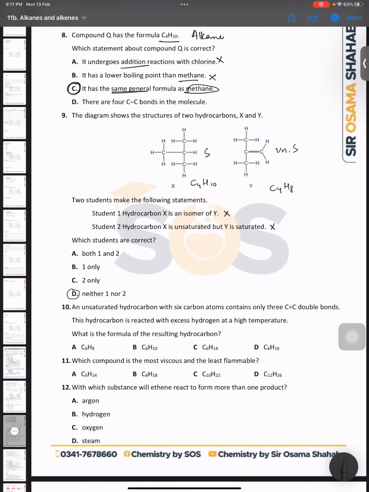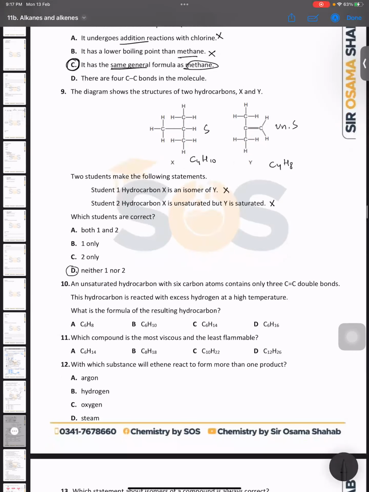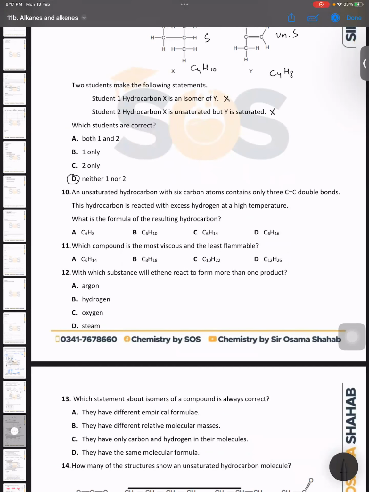Very good, mashallah. Then we already talked about the 9th one in the last class, and we are going towards the 10th one now. An unsaturated hydrocarbon with 6 carbon atoms contains only 3 carbon-carbon double bonds. What are they saying? They are saying that a compound has 6 carbons, and out of these 5 bonds, 3 of them are double.